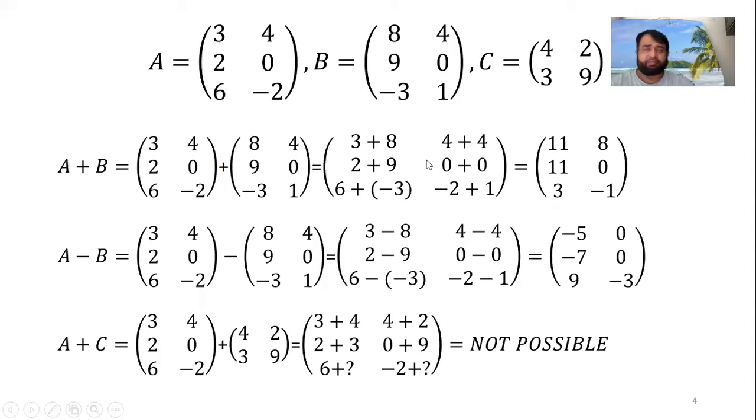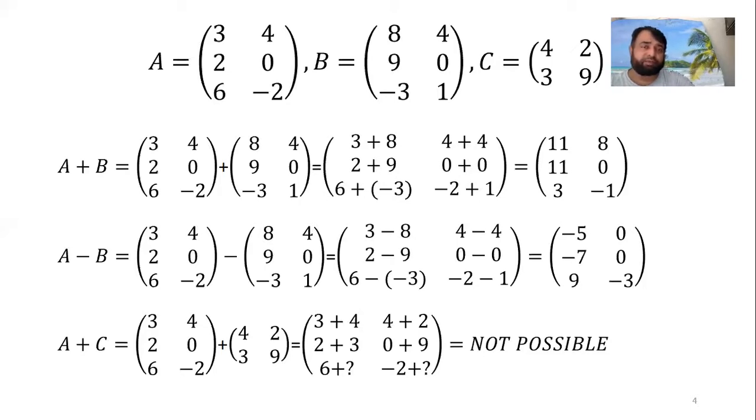And remember, when you are adding them, you always have to add the respective, corresponding elements. 3 would be added to 8, 4 would be added to 4, 2 would be added to 9, 0 would be added to 0, 6 would be added to -3, and -2 would be added to 1. Why? Because they have the same position. For example, the 3 here is in row 1, column 1. Here 8 is also in row 1 and column 1 of matrix B. So their position is the same, they are corresponding elements, so we are going to add them.